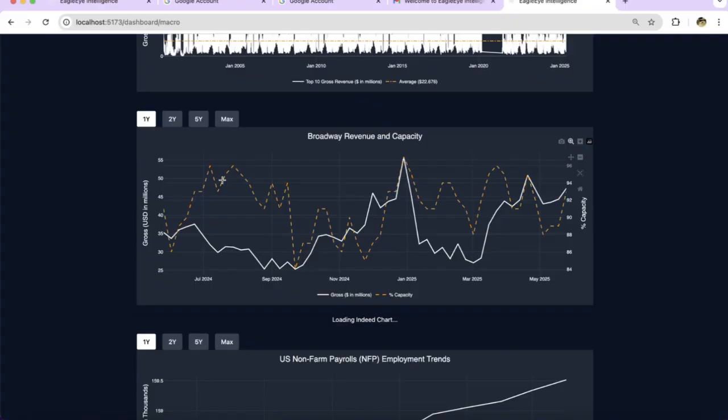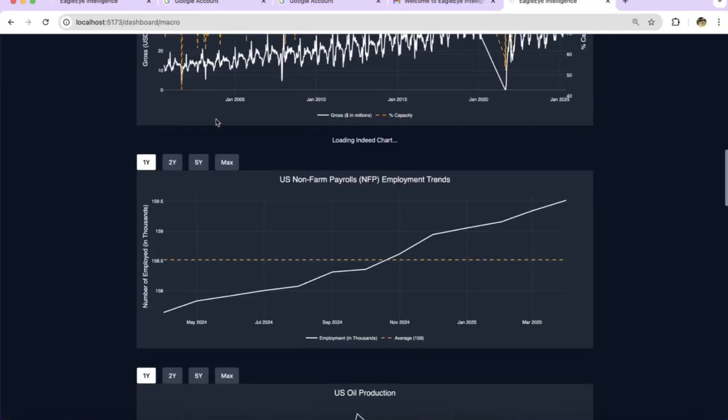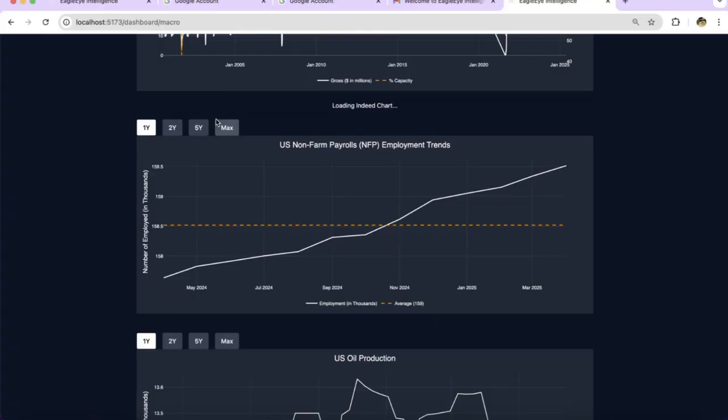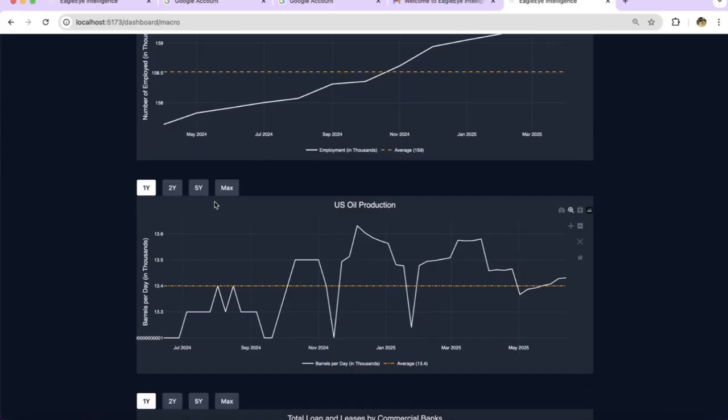Okay, next one. Broadway revenue and capacity reflects urban foot traffic and high-income leisure trends. This is how it looks. Okay, next off will be the non-farm payroll, which gives us a pulse on the labor market strength. Moving on to US oil production, which signals industrial output and energy demand.